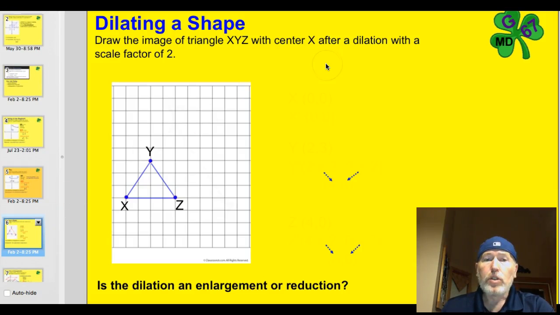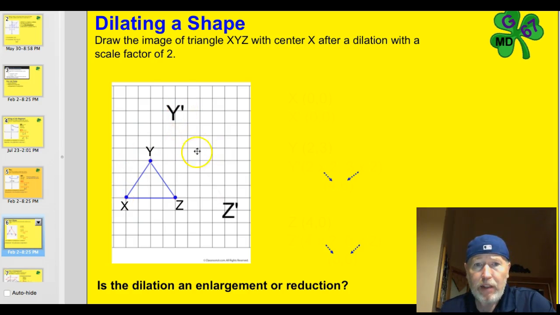All right. So now we're going to dilate a shape. So here I've taken it off the coordinate grid, and I just threw it on a piece of graph paper. So now we have to draw the image of triangle XYZ. That means we're going to draw a dilation of this, and we're going to use center X and a scale factor of 2. So if this is going to stay fixed, you know that it's going to be stretched out kind of like that first one, and that first square we did in this shape, right? So we know Y prime and Z prime are going to be out there someplace, but how do we do it when we haven't got the numbers on the graph?